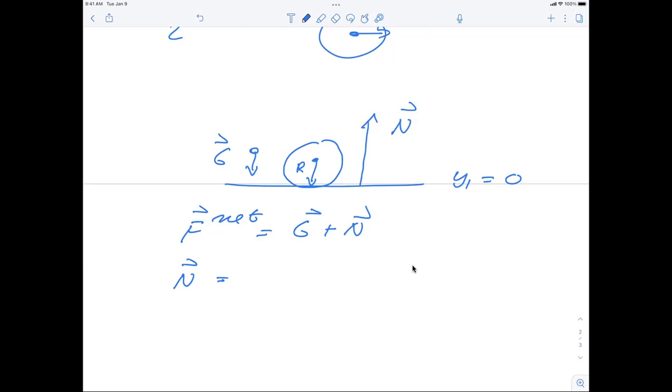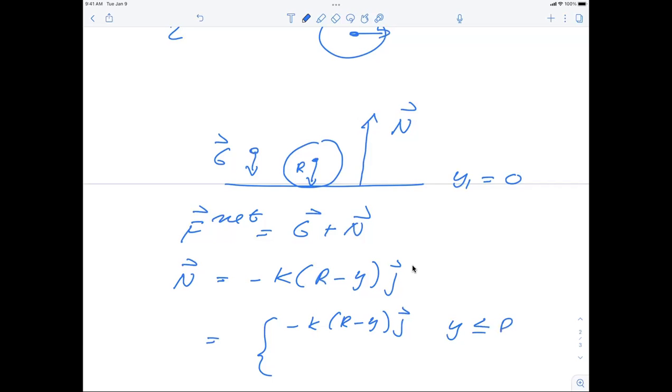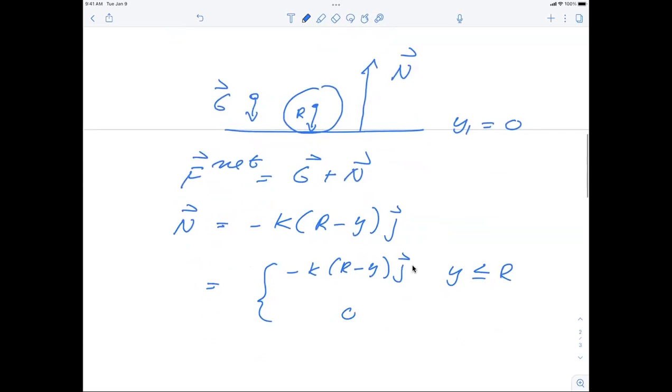What we are saying then is that this force could be modeled as minus K times (R minus Y). This is a force which acts in the J direction only, the Y direction. So we could say that N is equal to minus K (R minus Y) multiplied with J when Y is less than this distance R, and 0 else.